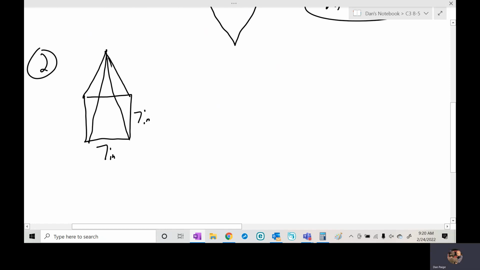And then we'll have the slant height like this. The slant height is going to be 8 inches. And that's for the slant height. You draw the net, find the surface area. Go for it.